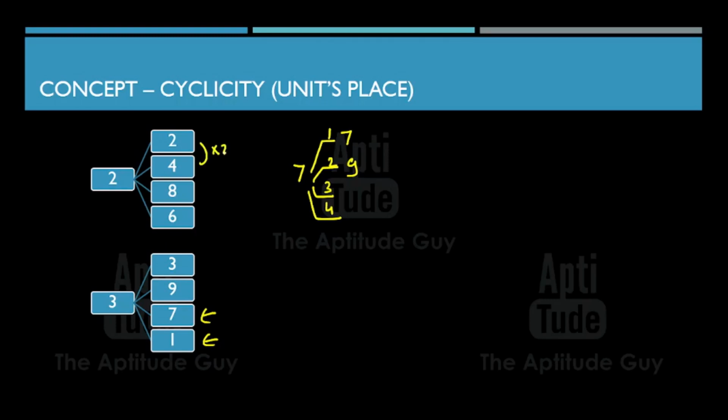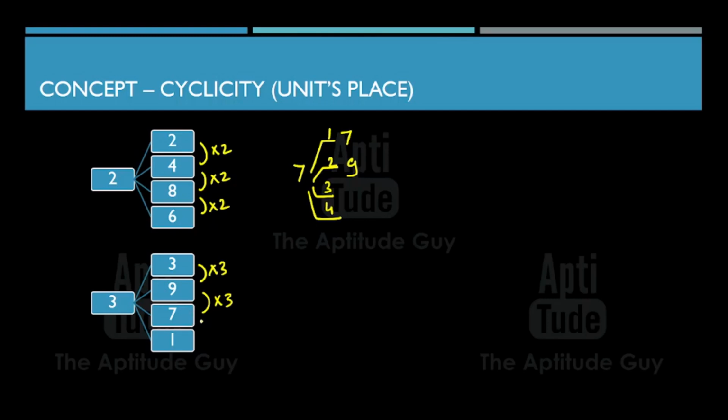Now, let's go back to 2's power cycle. 2 into 2 is 4. 4 into 2 is 8. 8 into 2 is 16. So that is 6. This part is pretty obvious, right? Now, be prepared to be mind blown. 3 into 3 is 9. 9 into 3 is 27. Till here all okay? Till here everything makes sense?